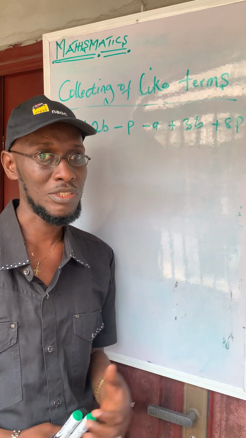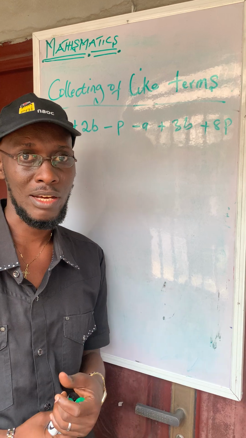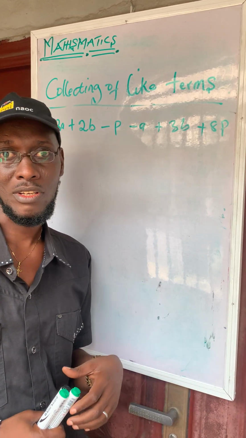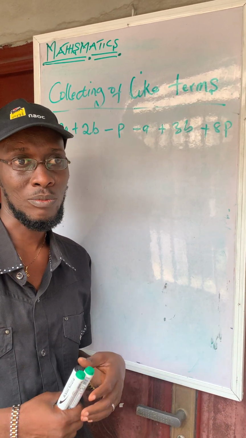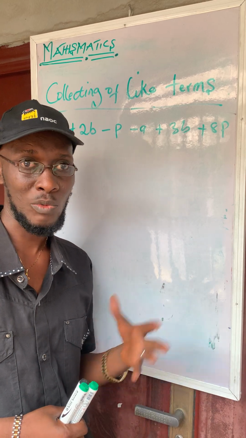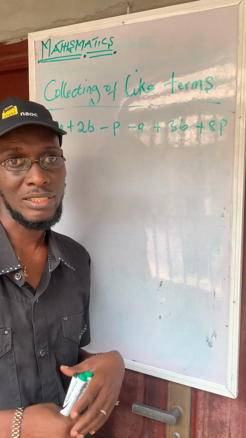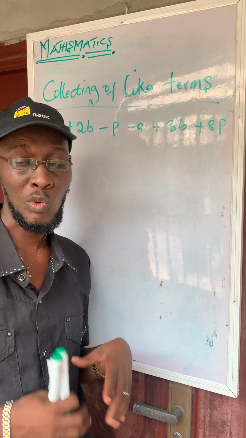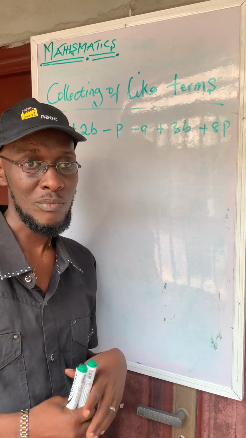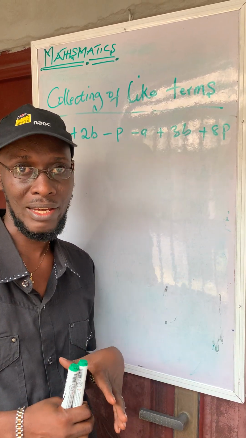Please let us learn a new thing today, what we call collecting of like terms. For example, in a class, a teacher might decide to tell you that all the ladies should sit one side and all the men sit one side. That sitting arrangement is called collecting of like terms. In mathematics, it means you group all the alphabets that are alike.